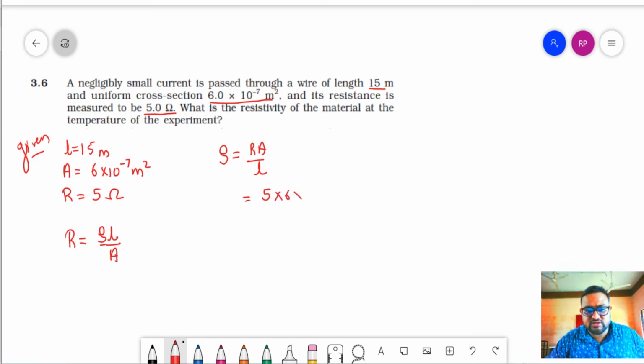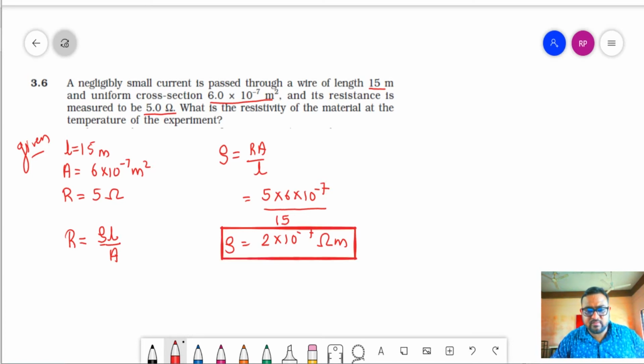5 into 6 into 10 raised to minus 7 upon length 15. So 5 sixes are 30, 30 by 15, that will be 2 into 10 raised to minus 7 ohm meter. Here this is 2 into 10 raised to minus 7 ohm meter. Clear? So this was about question 3.6. So just note it down.